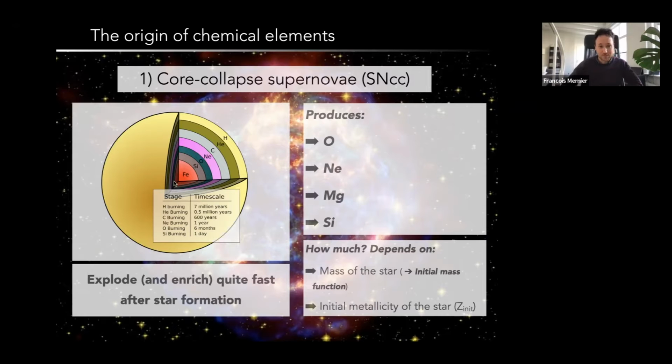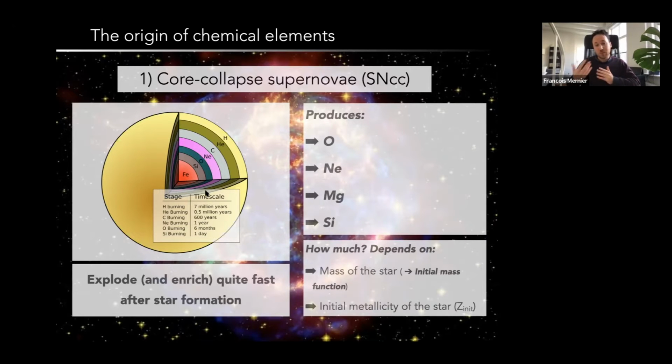And mostly what happens is that the iron core remains, collapsing and ending up as a neutron star or black hole. So basically, these core collapse supernovae produce mostly alpha elements, so mostly oxygen, neon, magnesium, silicon as well, etc. And one of the interesting questions we can ask ourselves is how much of these elements are actually produced per core collapse supernova.